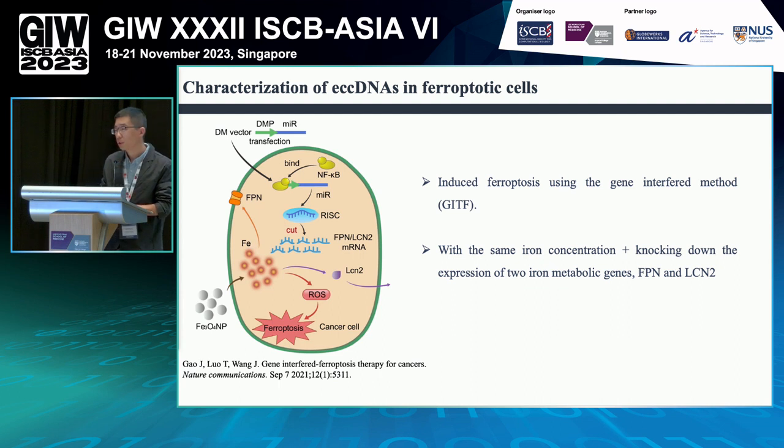It has been reported that apoptosis has indeed increased the number of eccDNA. So I want to know whether ferroptosis has a similar characterization of eccDNA. So we induced ferroptosis using the gene interference method, we call it GIFT method, knocking down the expression of two iron metabolic genes and then induced the ferroptosis with the same iron nanoparticle concentration.